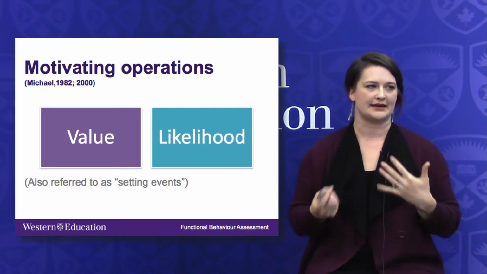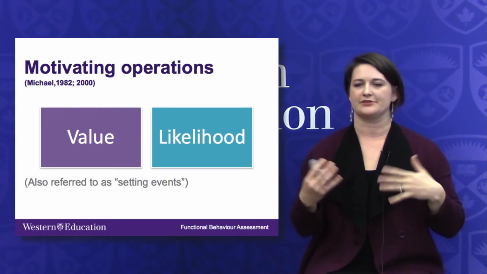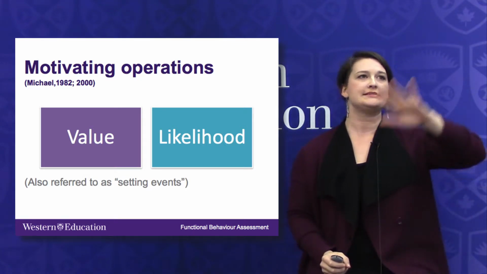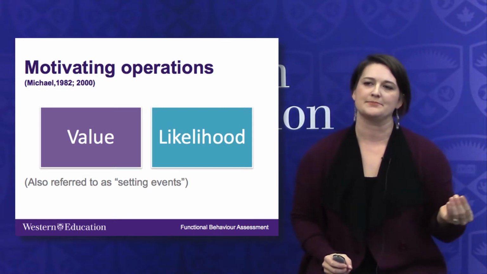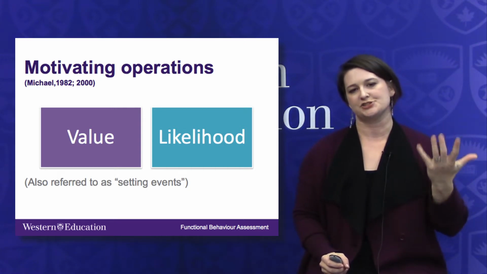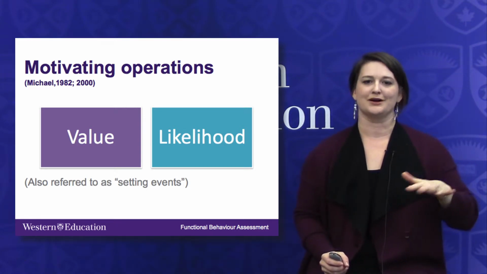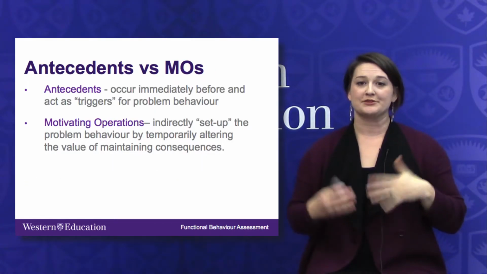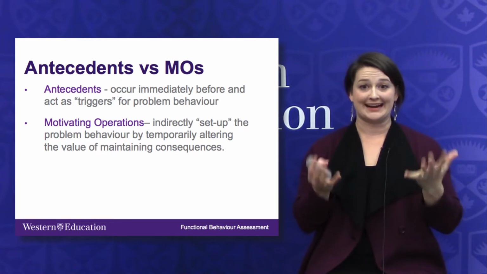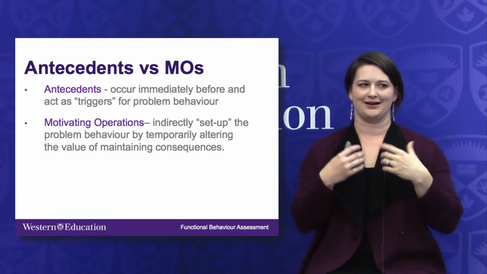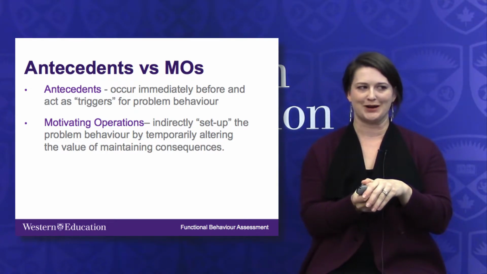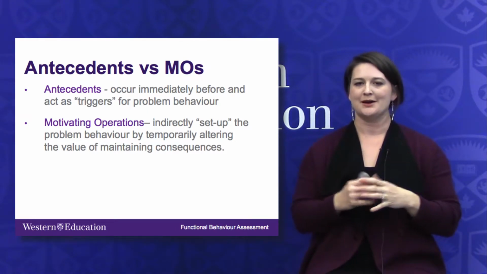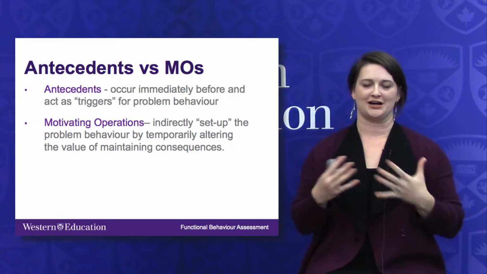Sometimes we call these setting events. The textbook definition is motivating operations, but we're really thinking about more distant kinds of things. So not those things that come right before the behavior, but things that set up a challenging behavior for occurrence or for it to increase in frequency. The difference is that an antecedent comes immediately before a behavior and acts as a trigger for that response, whereas a motivating operation indirectly sets up the problem behavior by altering how valuable those consequences are.